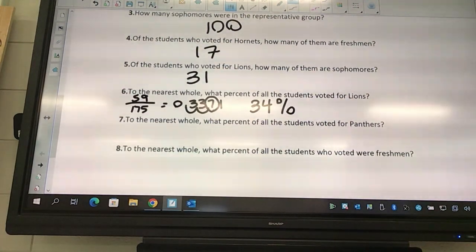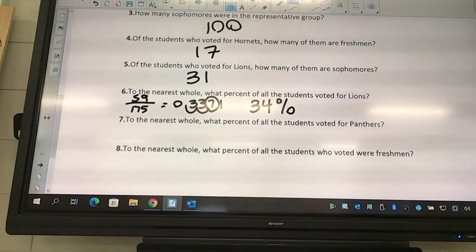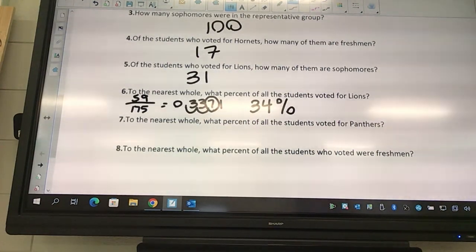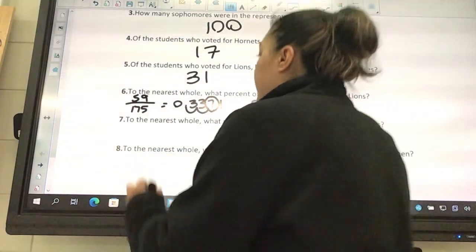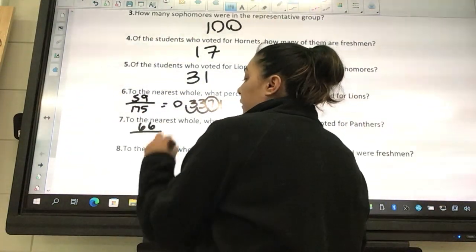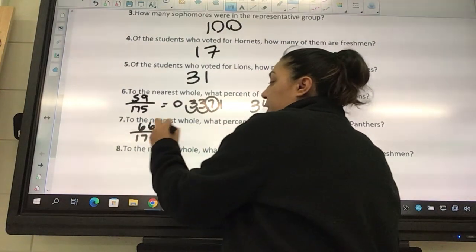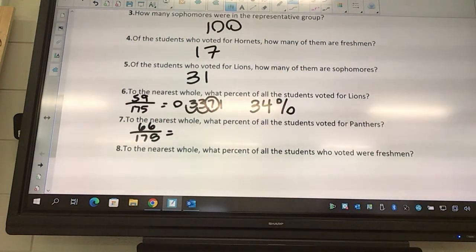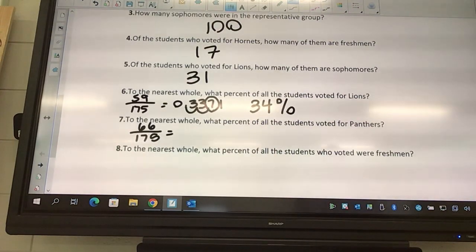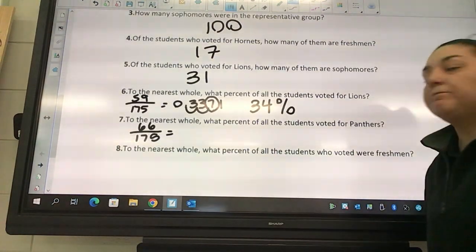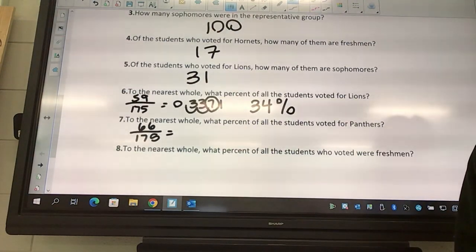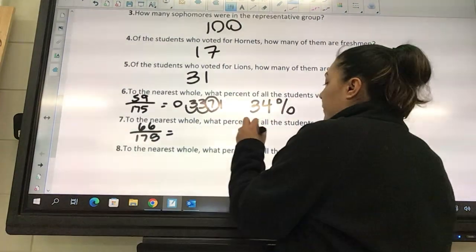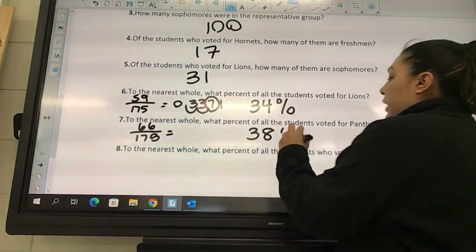Okay, to the nearest whole, what percent of all students voted for Panthers? So how many students altogether voted for Panthers? 66. And how many students voted all together? 175. So what is 66 divided by 175? The same thing. 38%. Is that rounding? Yeah. Okay, so 38%.